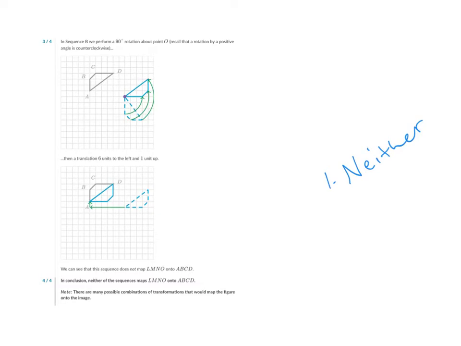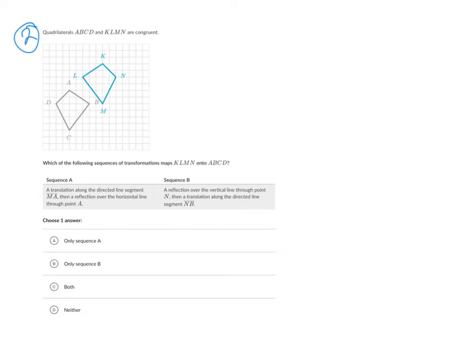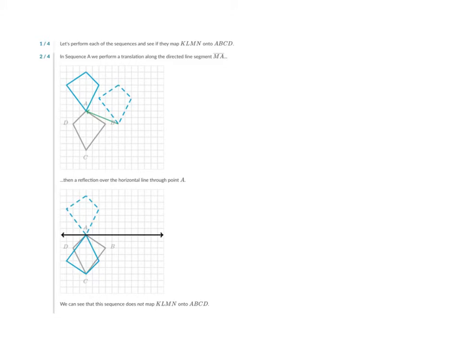All right, question number 2. Let's take a look at each individual one. So it says we perform a translation along the directed line segment MA. So what that means is where M was, you're going to move it to A. So this was originally the point M, moves directly to over A. And then reflect over the horizontal line through A. So we had this horizontal line reflecting that shape over. Again, we see it does not match up perfectly, so sequence A does not work.